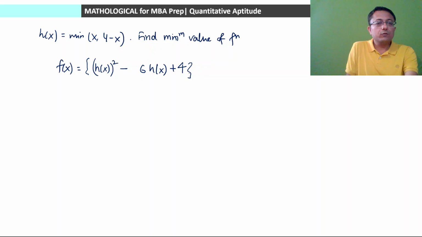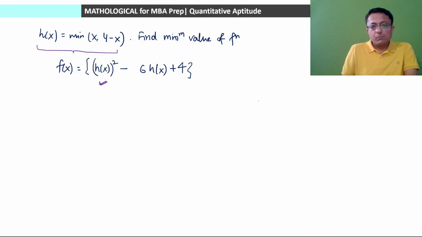If h of x is equal to minimum of x and 4 minus x, find the minimum value of the function fx equal to hx whole squared minus 6 times hx plus 4. Pause the video and try to solve it. Now in this case, fx is defined as hx whole squared minus 6 times hx plus 4. And hx is the minimum of x and 4 minus x. So what will be the minimum value of the function? First of all, let us find out what will be the value of hx as such. What can be the minimum value of hx and maximum value of hx? Isn't it so? So first, find out that value.